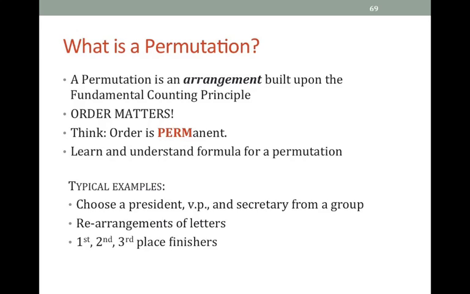So we're going to learn a new formula and play around with it. It uses factorials, so it's pretty straightforward. Some typical examples of permutation type problems: when you have a group of people and you have to choose a president, a vice president, and secretary from a group, or leaders in a group, when you want to rearrange letters and say how many different combinations could you come up with from a certain word, finishers in a race, any situations like that where the order of placement of people is important, then you're going to use a permutation.